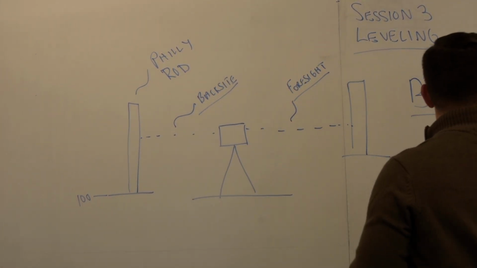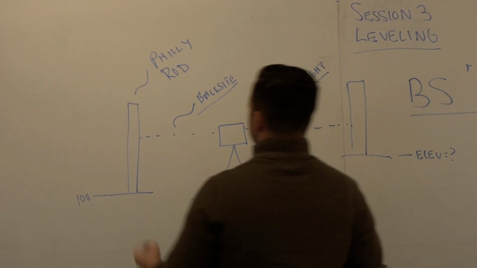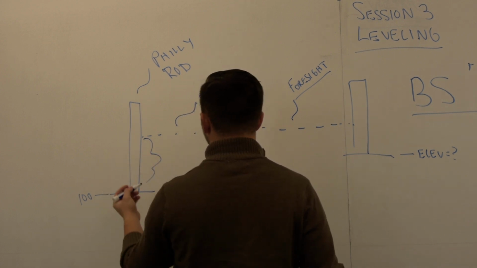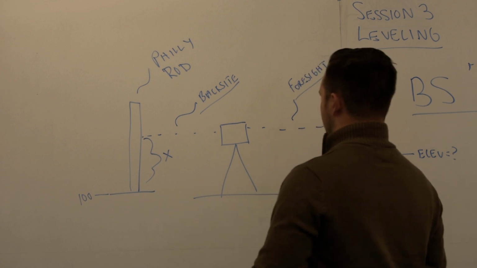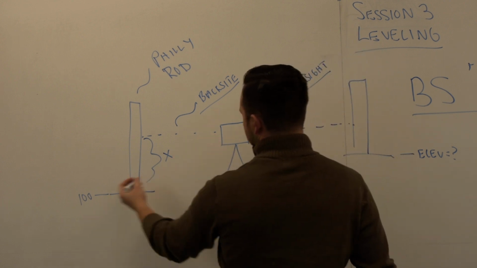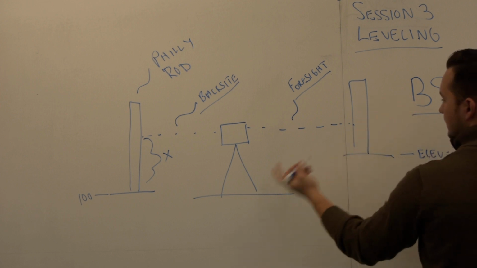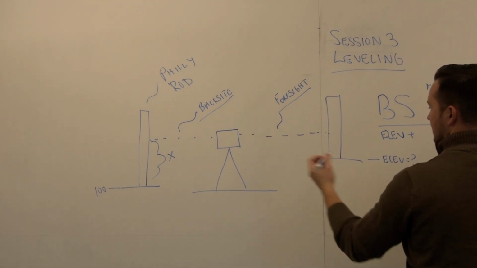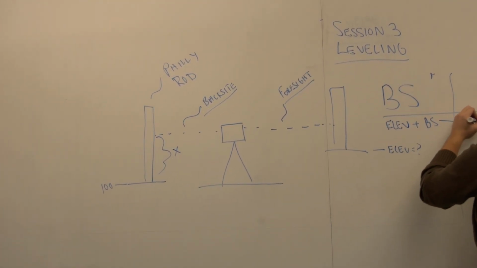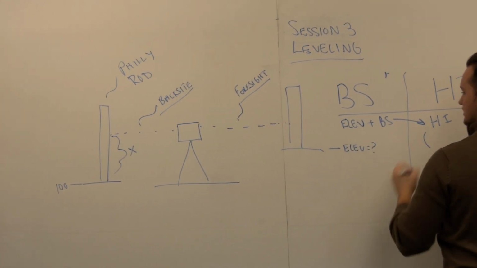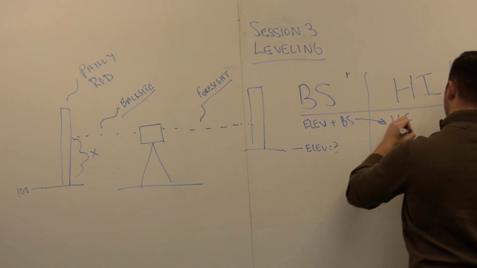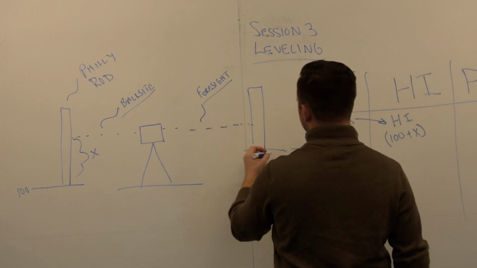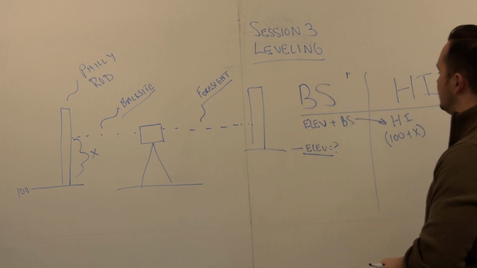So to determine the height of the instrument, we take a known value from the Philadelphia rod right here, and we'll call that, let's say, just a random value, x. The height of the instrument that we will use is your elevation plus whatever the back sight is, which in this case will be 100 plus x.